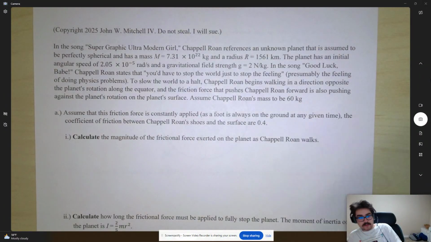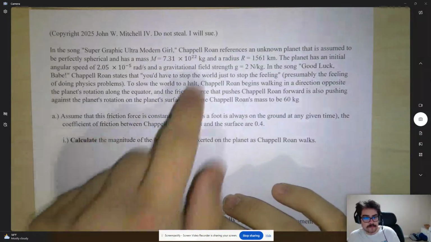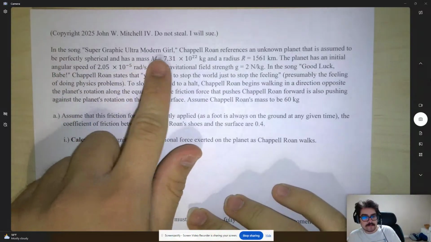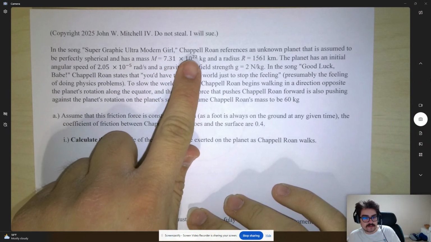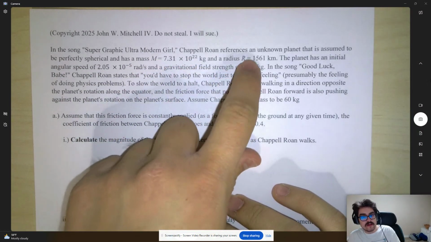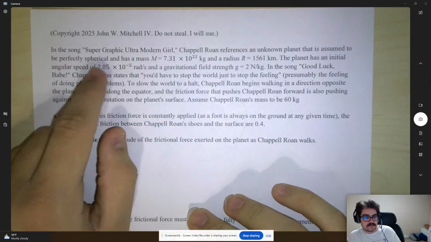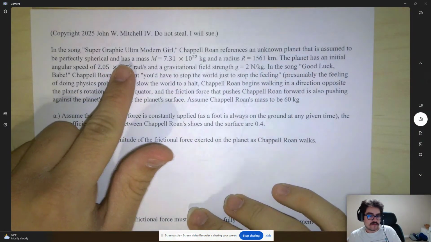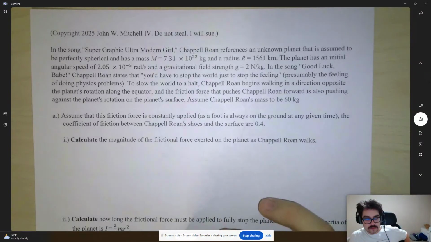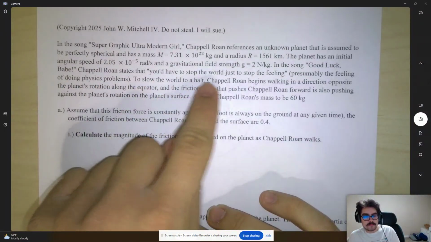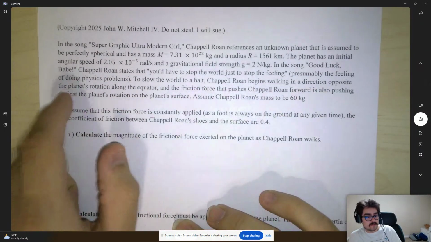In the song Super Graphic Ultra Modern Girl, Chappell Roan references an unknown planet that we're going to assume is perfectly spherical and has a mass of 7.31 times 10 to the 22nd kilograms and a radius of 1,561 kilometers. The planet has an initial angular speed of 2.05 times 10 to the negative 5 radians per second and a gravitational field strength of 2 newtons per kilogram. In the song Good Luck Babe, Chappell Roan states that you'd have to stop the world just to stop the feeling, presumably the feeling of doing physics problems.